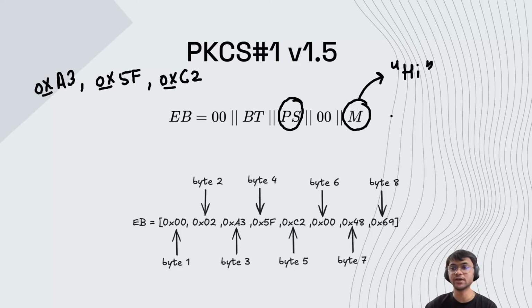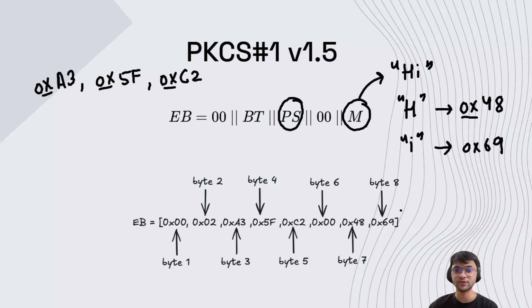So we want to find the ASCII of hi in hex, and for H, it's 48 in hex, and for I, it's 69. This is the message here. And that is the padding string, the randomized padding string in the encryption block itself. And this right here is the delimiter.